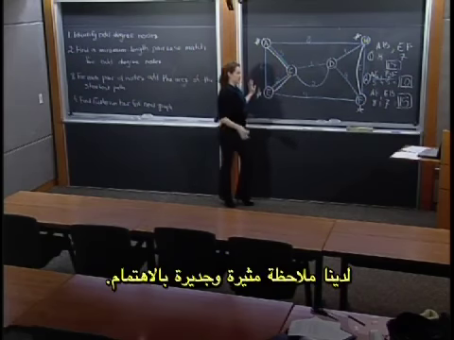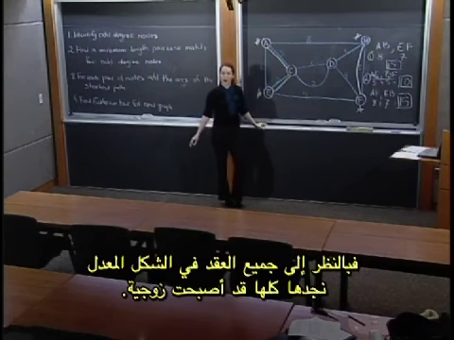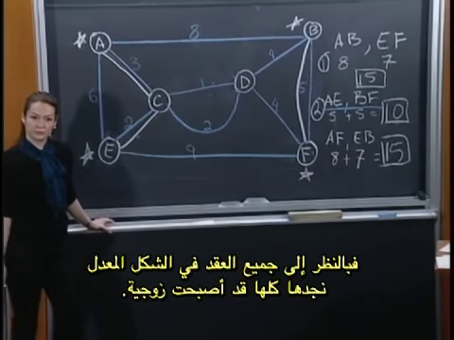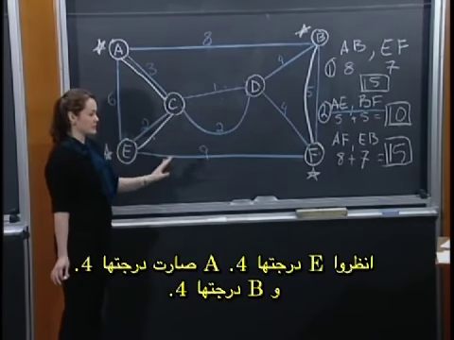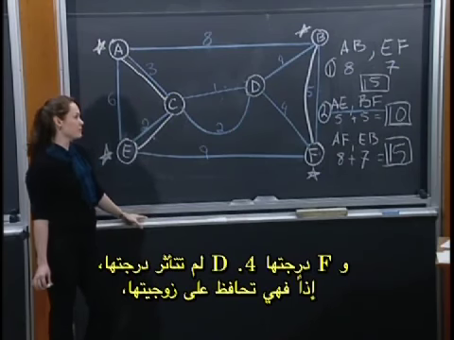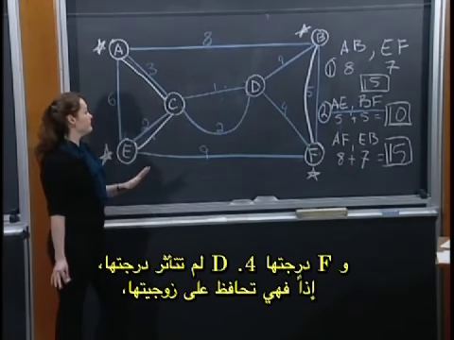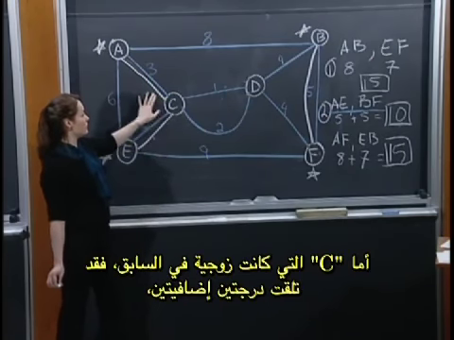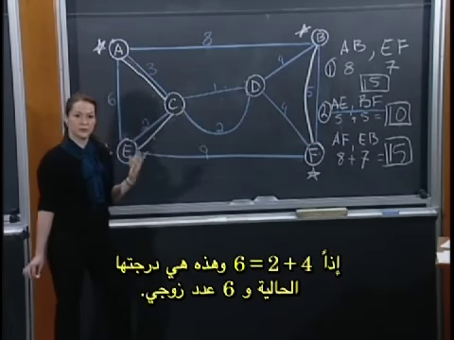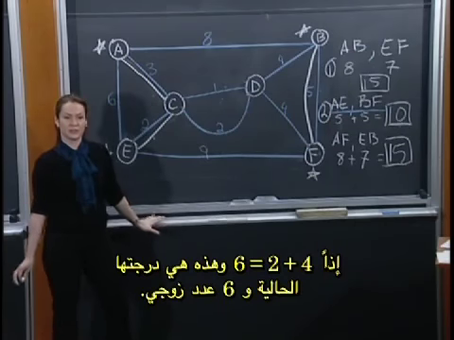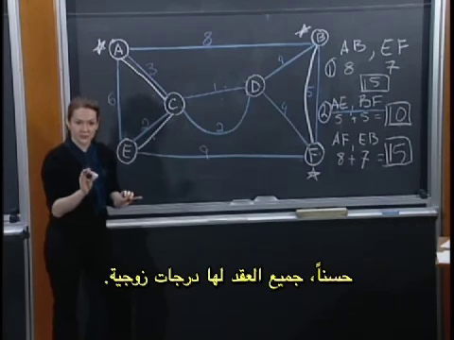Now here is an interesting observation that you should make. Look at all our nodes. In this altered graph, all of our nodes are of even degree. Look, E has a degree of 4, A has a degree of 4, B has a degree of 4, F has a degree of 4, D did not change its degree, so it's still even. And C, which was even before, had a degree of 2 added to it. So 4 plus 2 is 6, and that's its current degree, and 6 is an even number. So all of our nodes have an even degree.